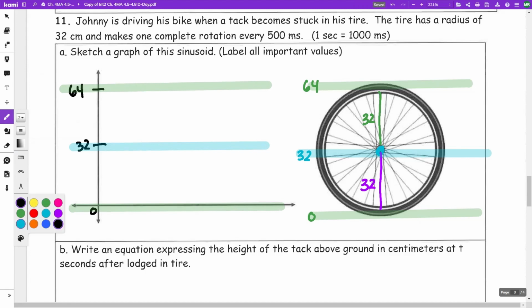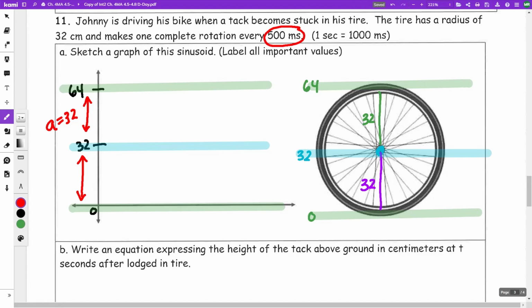So even without me drawing anything, I see that my amplitude is going to be 32 because that's the distance from here to here and from here to here. It's not always the same as our vertical shift, but because our circle is sitting on the x-axis on the ground, it is. Okay, so then it says it makes 1 complete revolution every 500 milliseconds.